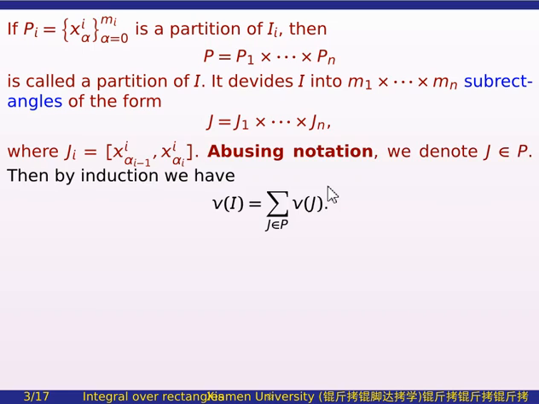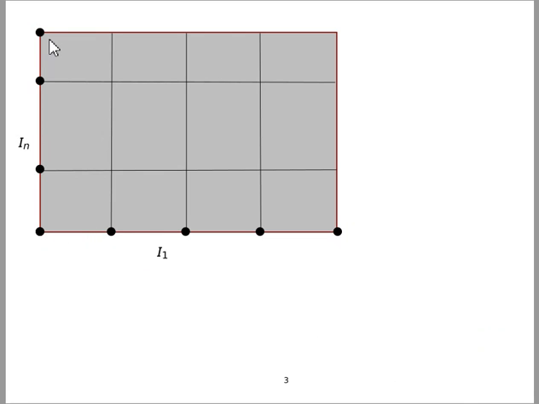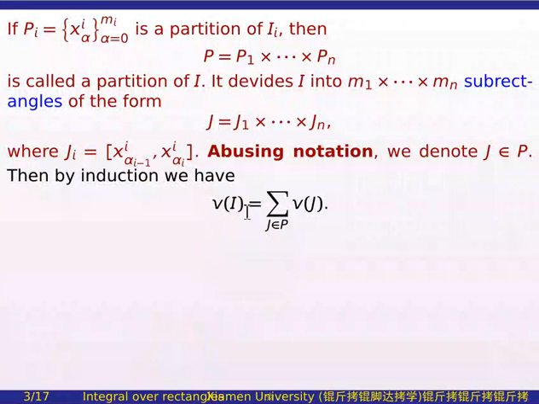In our notation, we can use induction to prove this result. That is, the volume of the original rectangle equals the sum of the volumes of all the sub-rectangles determined by the partition P. For example, in this picture, the area of the largest rectangle equals the sum of the 12 sub-rectangles here. This can be proved using induction, and we will not perform the proof here. I suggest you do this exercise.